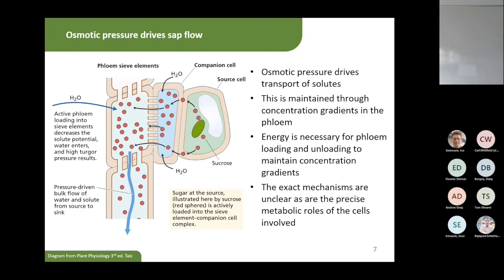And what it means is that the energy input that the plant has to do in order to keep these sugars moving is all in keeping that concentration gradient in place, which means that what the plant needs is a whole bunch of pumps, which ensure that we have a much higher concentration near the source leaves than the sinks.